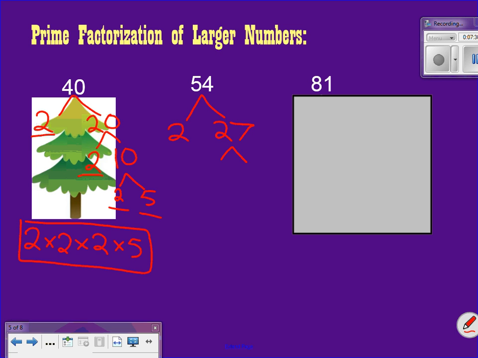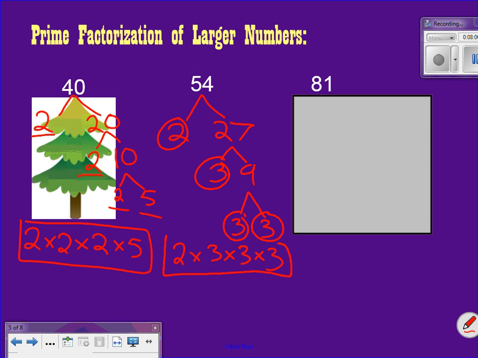Next, we break down 27 into prime numbers. 2 doesn't go into 27 because it's odd, so check if 3 goes into it. And 3 goes into 27 9 times. So 9 is a composite number, so we'll keep going. We get 3 times 3. So now we have all prime numbers, and we're set to go. So we write 2 times 3 times 3 times 3. That's our final answer for the prime factorization of 54.